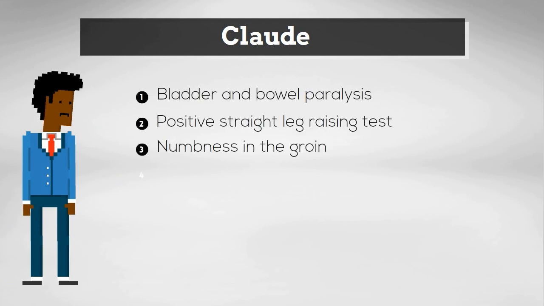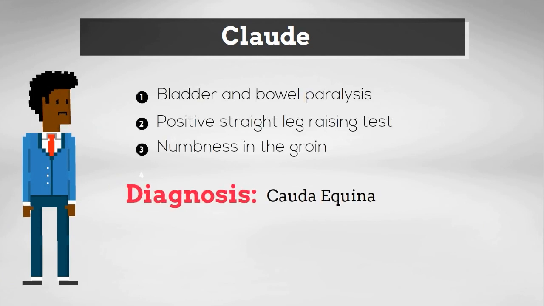Lastly, you see Claude. He is a 25-year-old jockey training for the JMB Met. He presents with bladder and bowel paralysis and on examination has a positive straight leg raise test as well as numbness in the groin. The diagnosis is that of cauda equina syndrome.